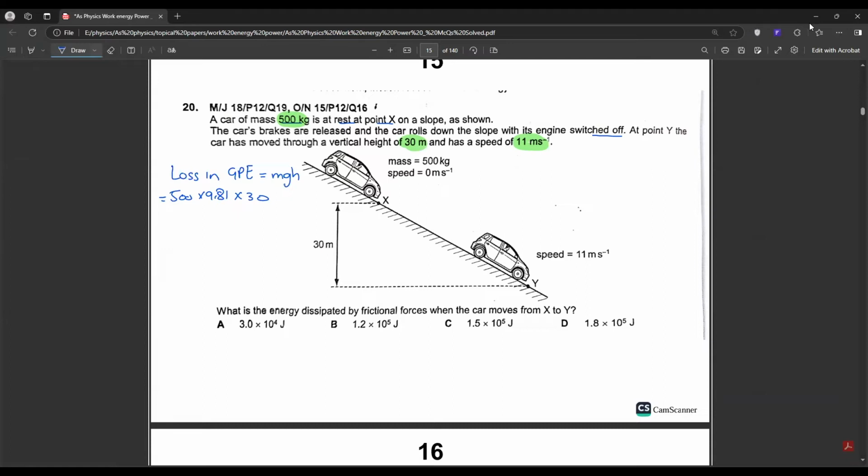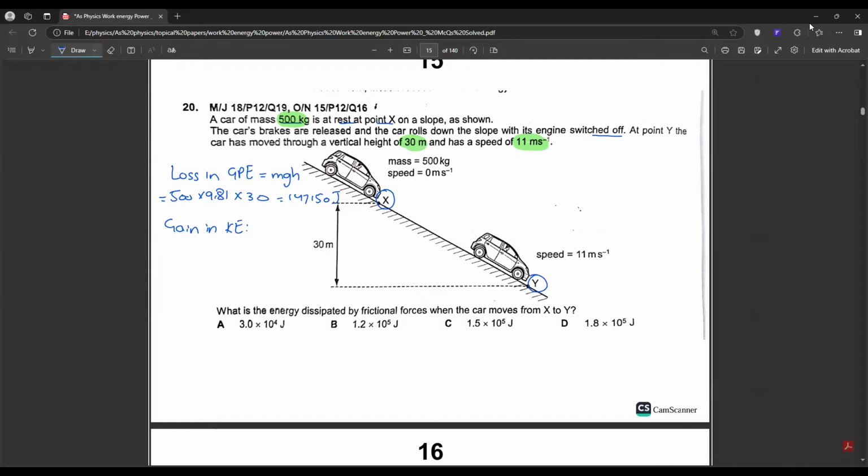Yes. Can you calculate the loss in gravitational potential energy? Into 30, this gives you a value of 147,150 joules. Perfect. From X to Y, can you calculate the gain in kinetic energy? The gain in kinetic energy is what?